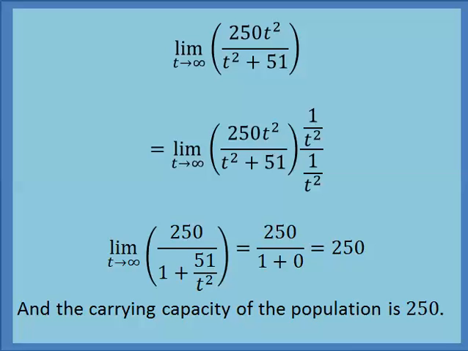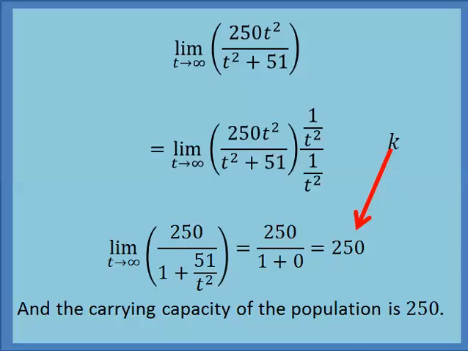So when the separate limits exist, then the limit of the quotient and the limit of the sum exist as well. So I have each one of those pieces, the limit exists, and so to find the limit I can just find the limit of the pieces and do the arithmetic. So the carrying capacity of the population is 250.